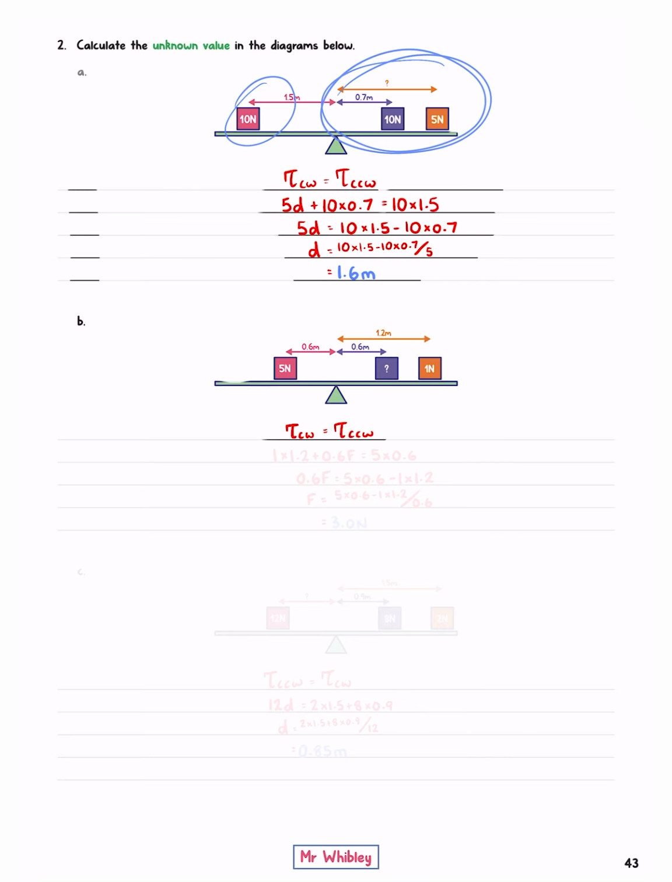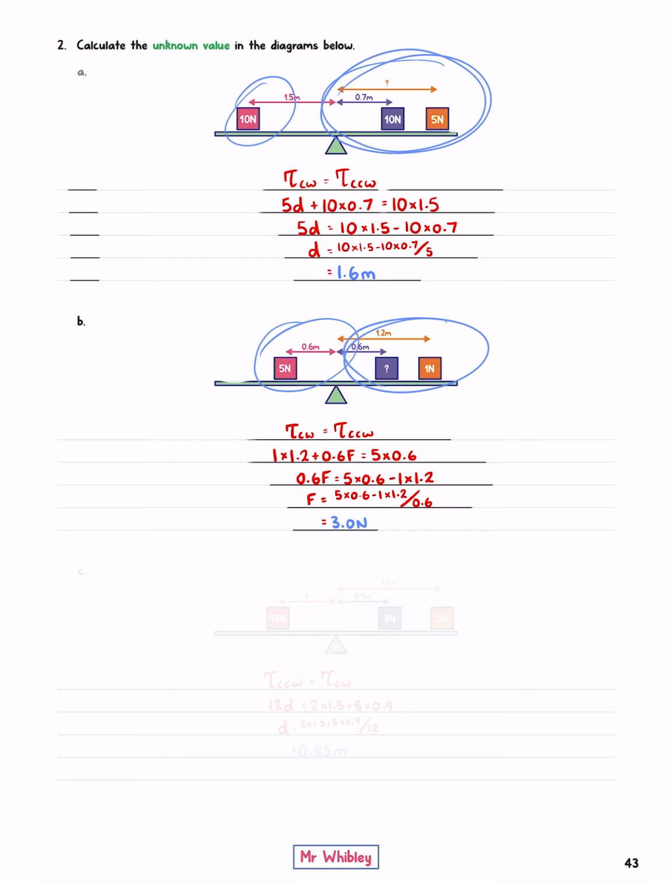Our counterclockwise torque is from this mass here, so we substitute its force times its distance, and our clockwise torques are from these masses here, so we substitute their forces times their distances. Solving for F, our unknown force, by first subtracting 1 times 1.2 from both sides, and then dividing both sides by 0.6, we get 3.0 newtons.